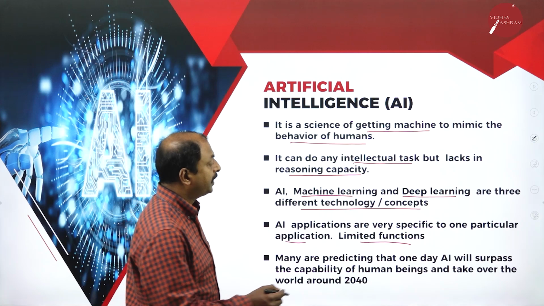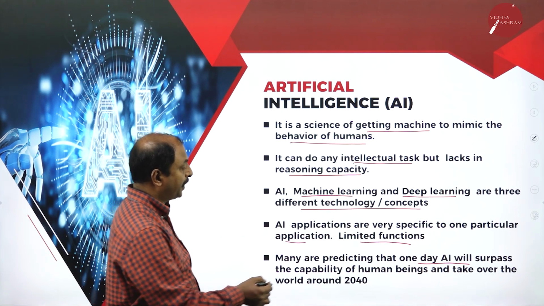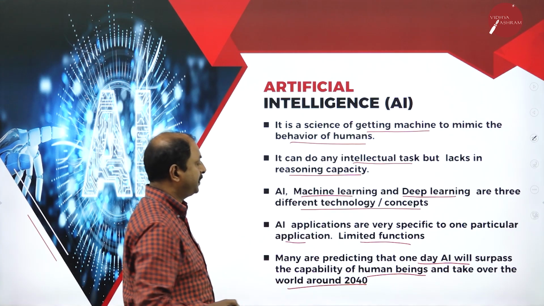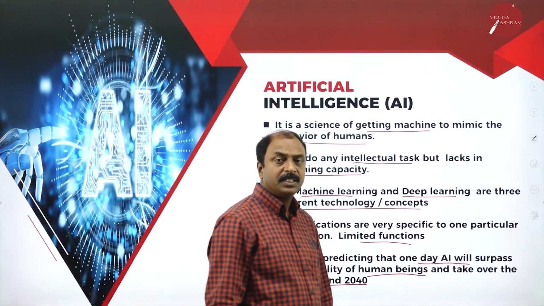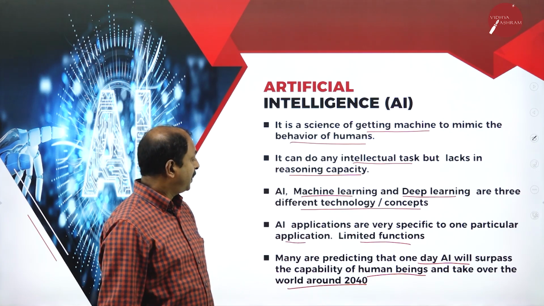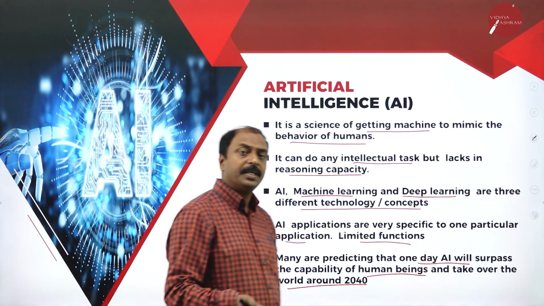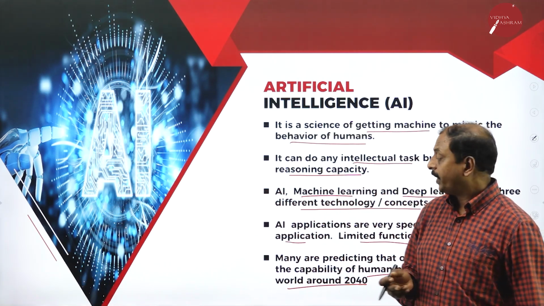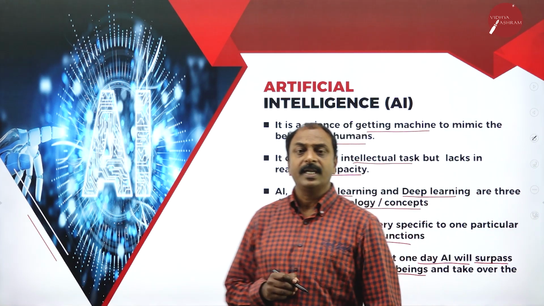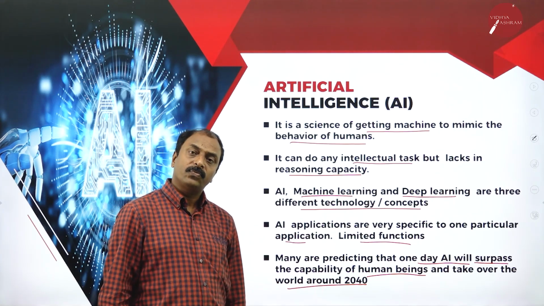Now many are predicting that one day AI will surpass the capability of human beings and take over the world around 2040. It is just a prediction from many of the scientists or programmers. So here, as AI is being incorporated in our day-to-day life, one day it is going to surpass the capability of human beings. It means that it can take over human beings around the year 2040.